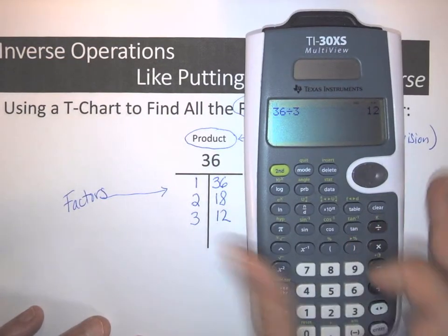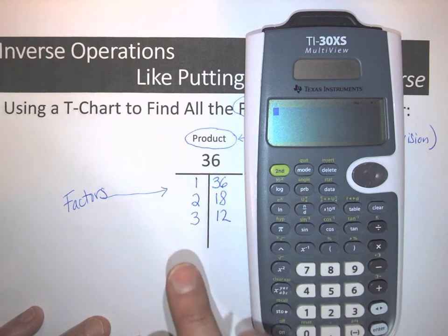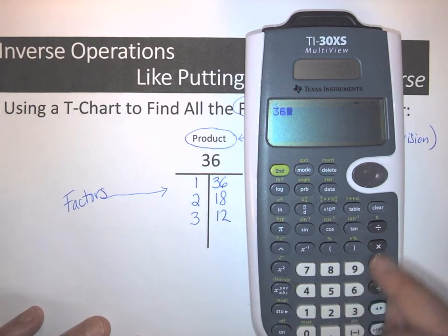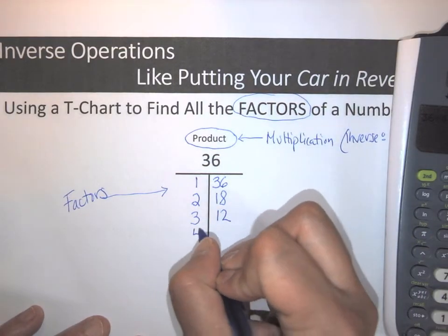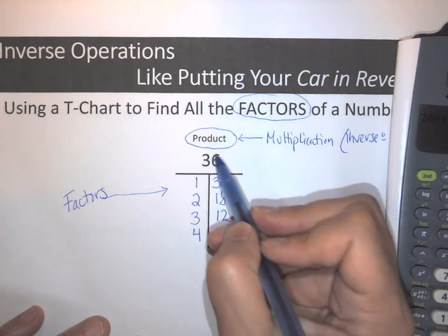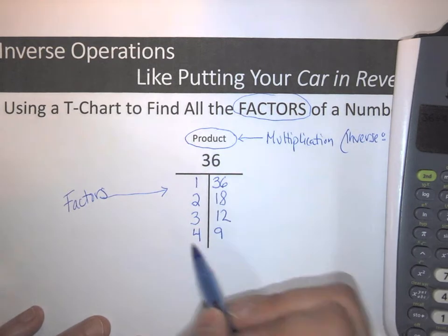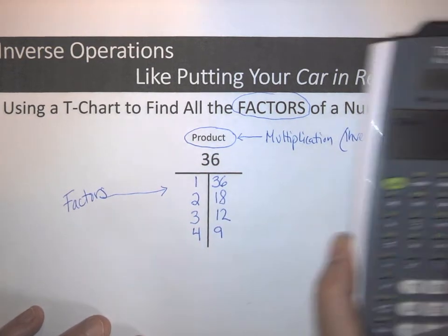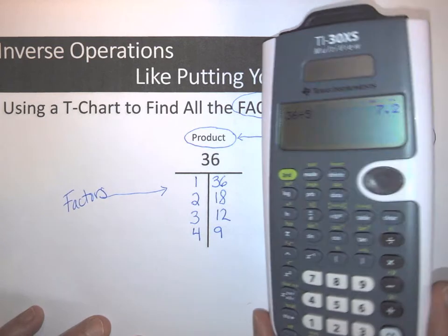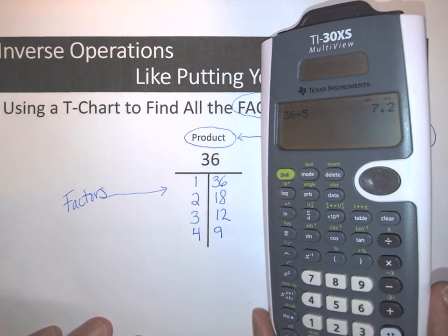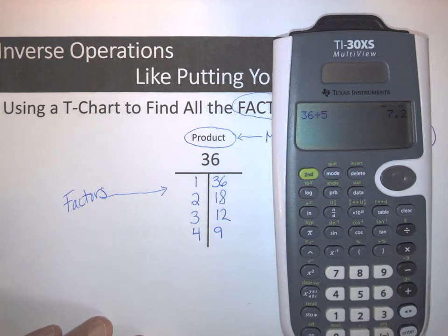I'm not so sure about 4, so let me go ahead and try that. Let's see if 4 is a factor. So 36 divided by 4, oh yeah, 4 times 9, so that's another set of factors. And 36 divided by 9 is 4, 36 divided by 4 is 9. I don't think 5 is going to work, but I'll go ahead and try it. That gives me a decimal, so that's not going to be a factor of 36.